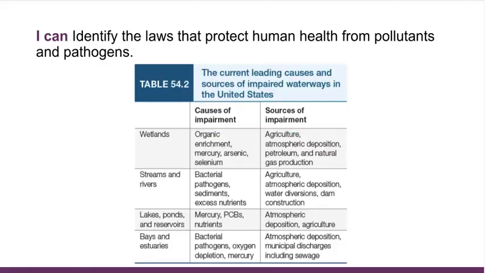And then the last thing is that in our waters, these would be surface waters in the US, here's the leading cause of pollution in these waters. So you can pause the video and just be reminded of a lot of these toxins and a lot of these pathogens that can get into our surface water. Okay, that is it for this unit.